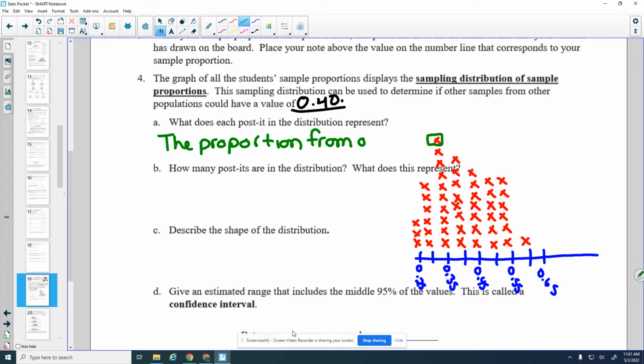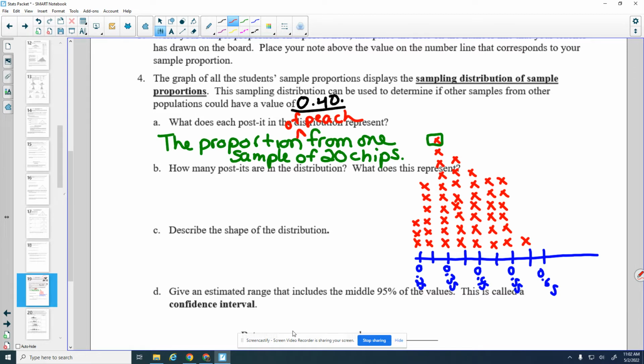from one sample of 20 chips. And really, I should say the proportion of peach, right? Because that's what we're counting, from one sample of 20 chips.